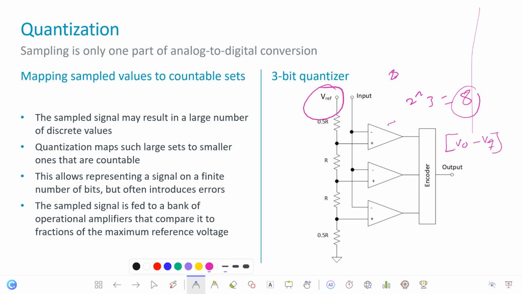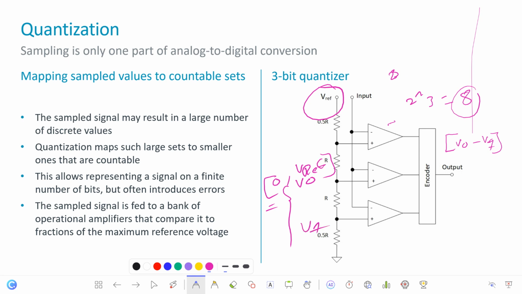So the V reference, whatever the continuous value from 0 to V reference, will be mapped to one of the levels from V0 up to V7.